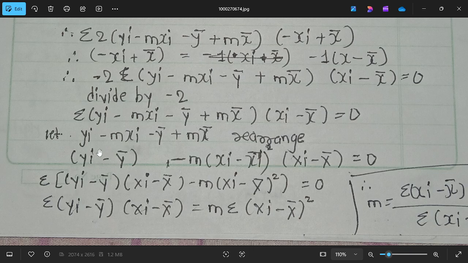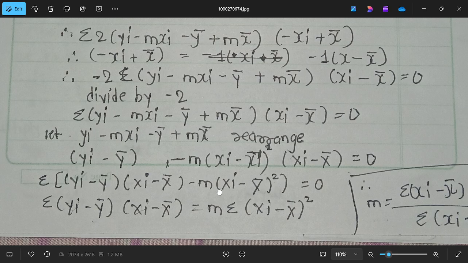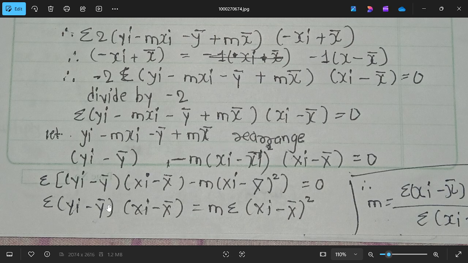After that it will become yi minus y bar, and then xi minus x bar, and minus m times (xi minus x bar) square. Multiplying with this, it becomes a square. So we have taken this m times (xi minus x bar) square out to the right hand side, and then it becomes positive.